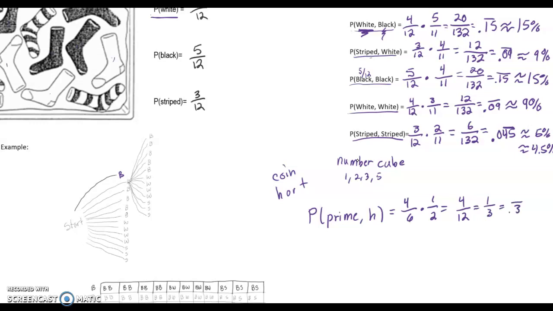Or if we times that by 100, we would get approximately a 33% chance of getting a prime number and then a heads. This second probability didn't change because flipping a heads has nothing to do with getting a prime number on a number cube. So just make sure you're careful on whether you're dealing with independent or dependent events.